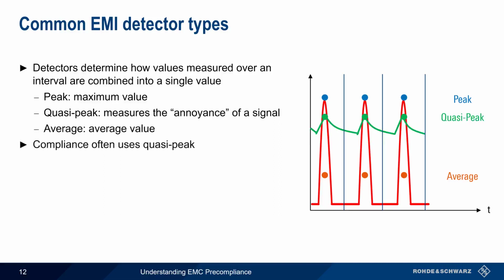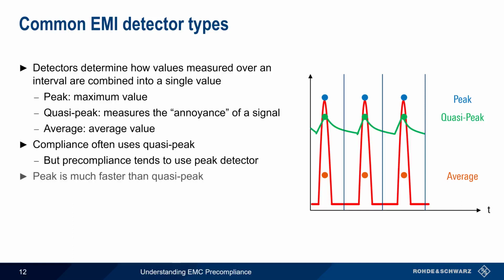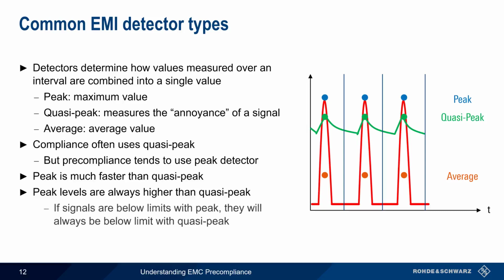Compliance measurements often use the quasi-peak detector, but in pre-compliance, the peak detector is more common. There are two main reasons for this. First, the peak detector is always much faster than the quasi-peak, usually by at least several orders of magnitude. Additionally, the peak detector results are always higher than quasi-peak, meaning that if the test passes pre-compliance testing using the peak detector, it will also pass using the slower quasi-peak detector.